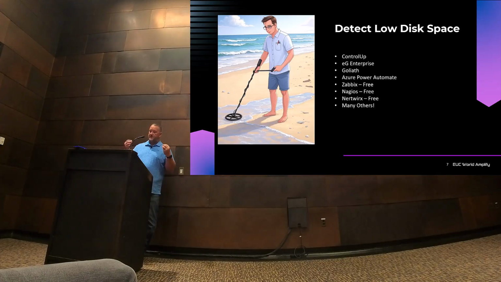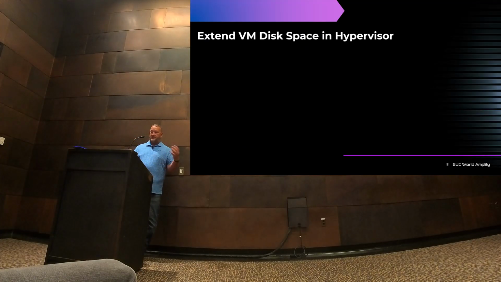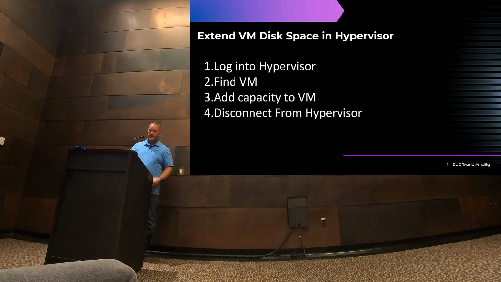Just figuring out how you trigger off of those devices, and then do a task on top of that. So, expand the disk in the hypervisor. As we said, there were 3 original steps, but there's actually more to it than that. You have to log into the hypervisor, find the VM, add capacity to the VM, and disconnect from the hypervisor once you're done. These are the simple steps in going through that process.